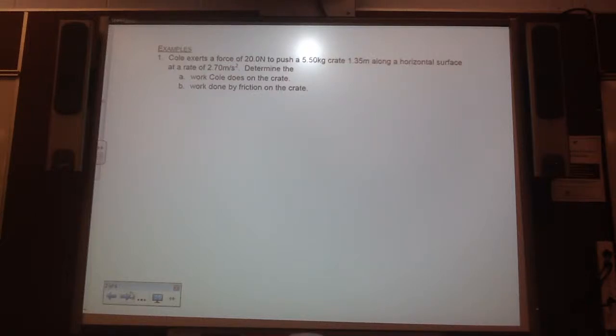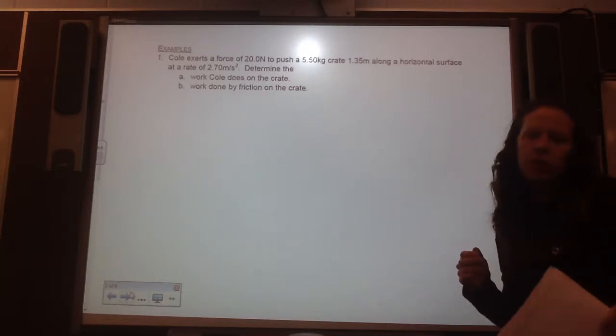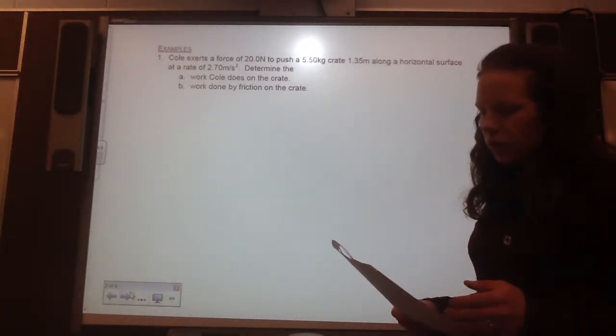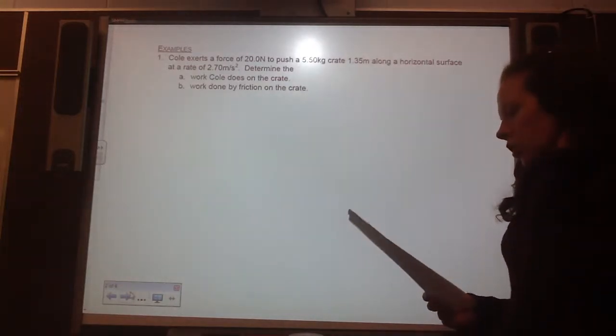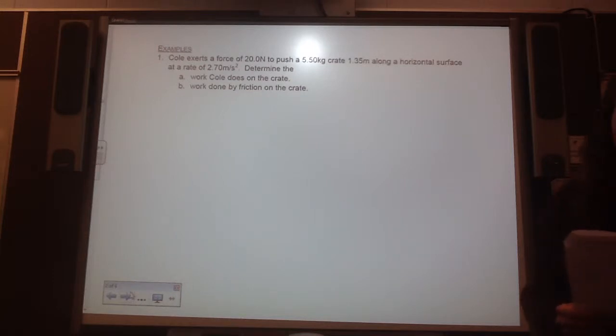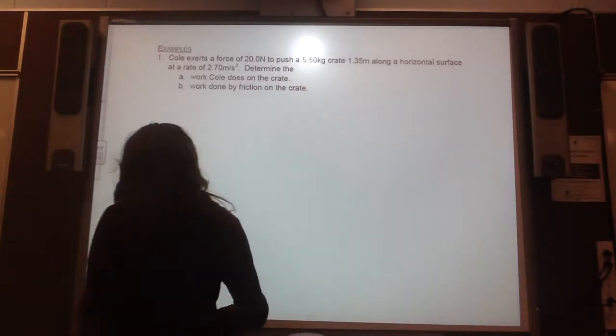Okay, so now we're going to be using our stuff kind of from our dynamics unit again with FN and FF and stuff like that too. So let's do an example. Cole exerts a force of 20 newtons to push a 5.5 kilogram crate 1.35 meters along a horizontal surface at a rate of 2.7 meters per second squared. So determine the work done.